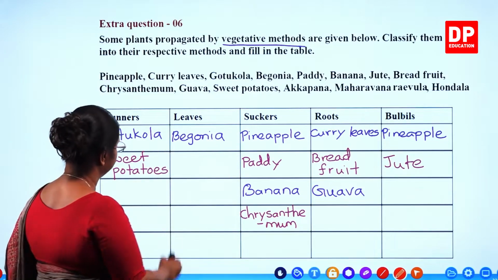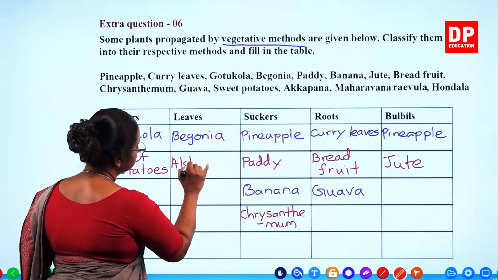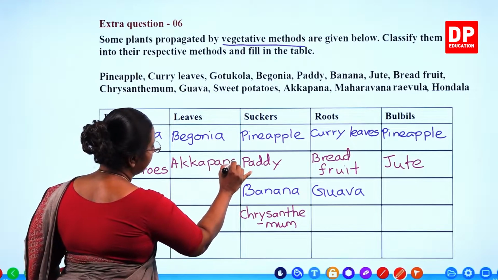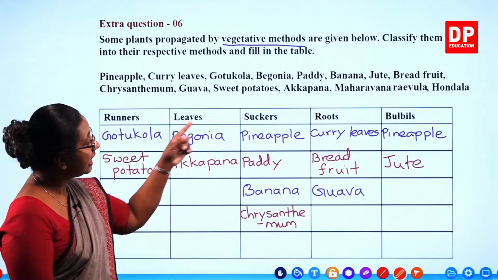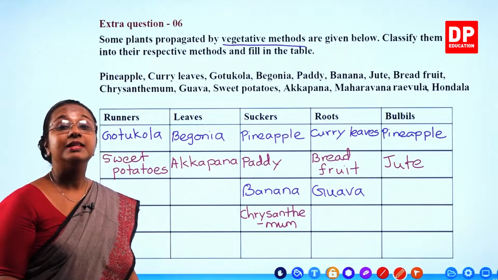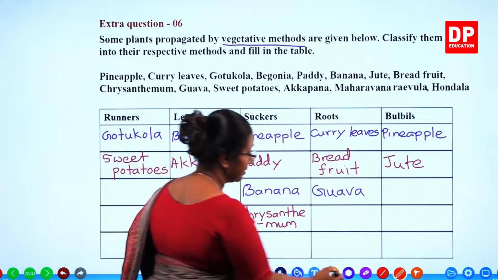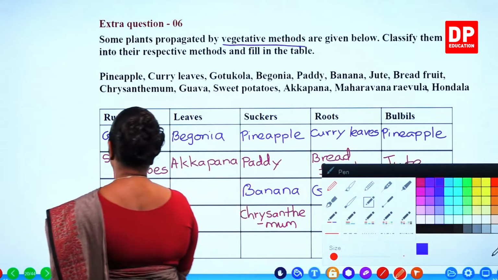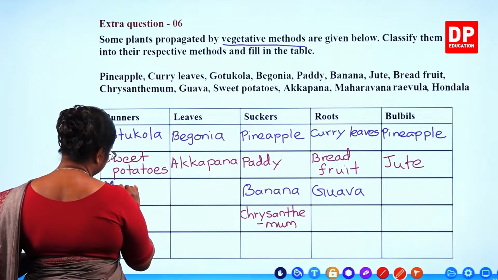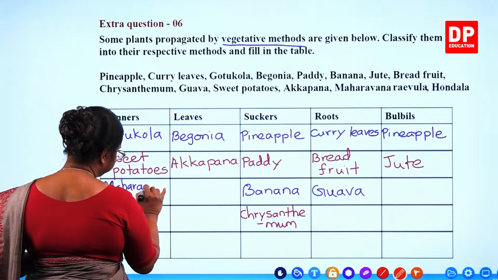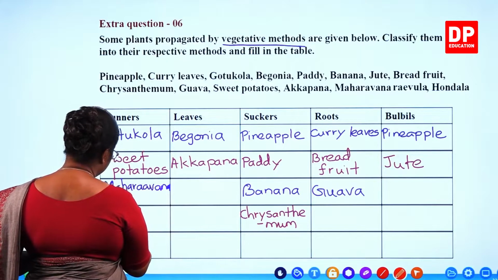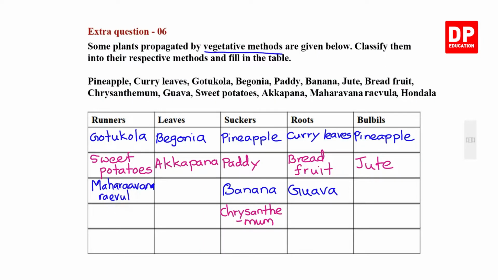Acapana by leaves. Acapana reproduces by leaves. And then we have maharavana raula. That again reproduces by runners. Then we have hondala. Hondala reproduces by bulbils.